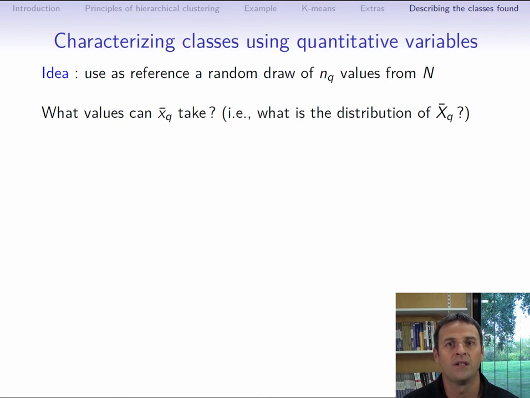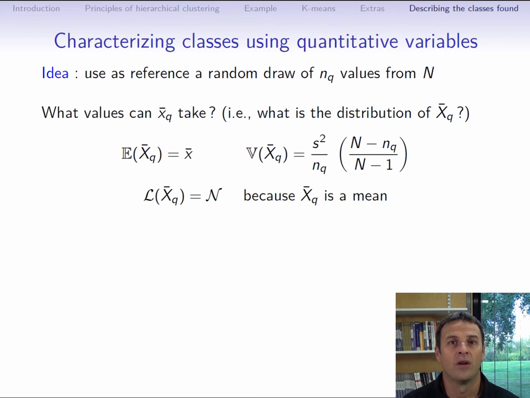The underlying strategy is to compare the actual data with NQ randomly drawn values from N. The class Q has NQ values, and we want to know if we can reject the possibility that these seem to be randomly drawn from the N values in the overall population. To study this, we need to know what values x bar q, the mean value of that class, can take. So, is there any way to know what the distribution of x bar q looks like?